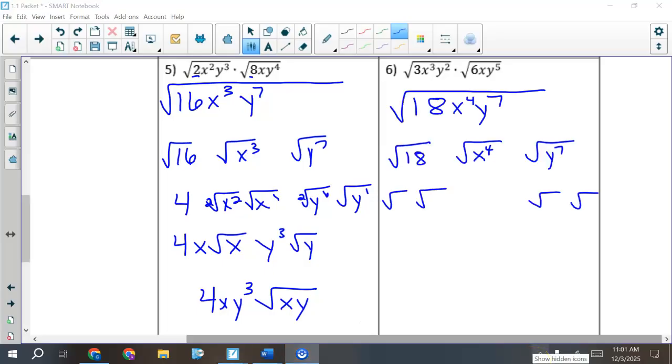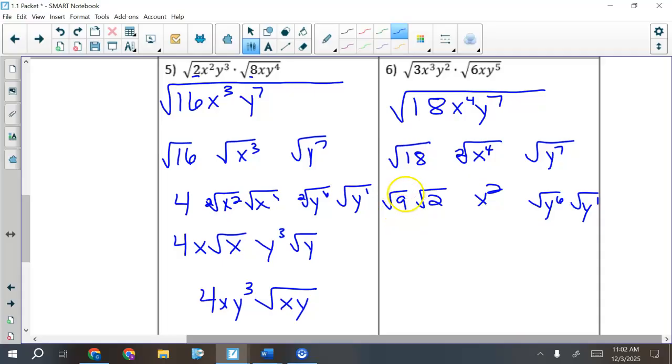All right, let's go ahead and take a look at it. So for the 18, we can pull out that perfect square, 9. 9 times 2 is 18. Square root of x to the fourth, it's already an even power, so we can just divide that by the index. 4 divided by 2 is 2, so x squared. And then y to the seventh, I could think of the even number below 7 is 6. We're still left with 1.